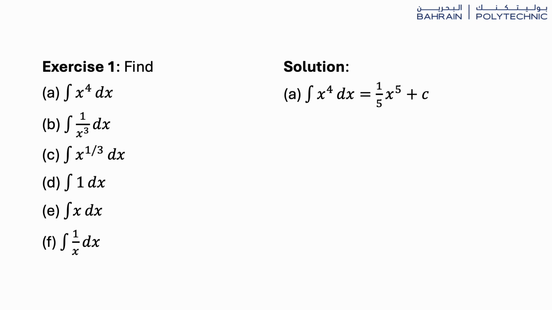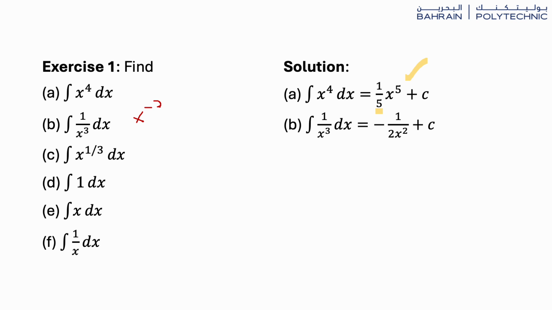The first one, we have x to the power 4. So it will be 4 plus 1, it will be 5. So we have to divide over 5 plus c. Same thing for the second one, but we have to be careful that we have here x to the power 3 down, so it will be x to the power minus 3 first before integration.